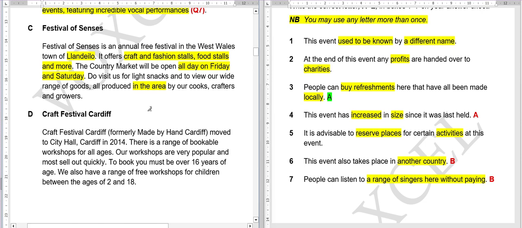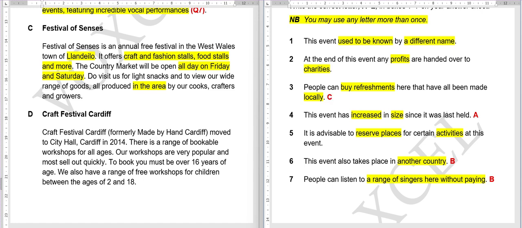Okay, time's up. So let's read the questions together. This event used to be known by different name. Is there any mention of name change? No. So this can be our answer. Profits and charities. Again, there is no mention of that. Buying refreshments made locally. Is there any mention of this? Yes, there is. So the answer to this question is C.